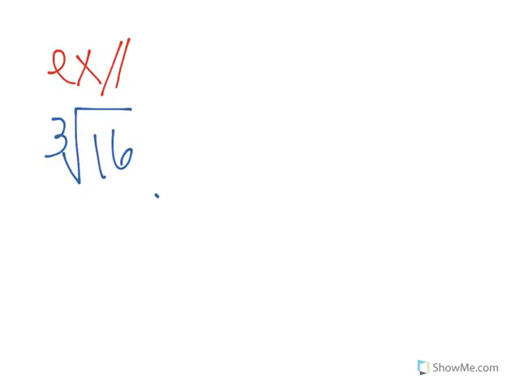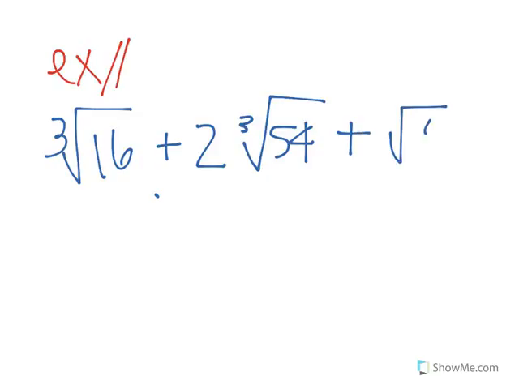Got 3 times root 16. Nope, that's a cube root 16. My mistake. 2 times cube root 54. And square root.